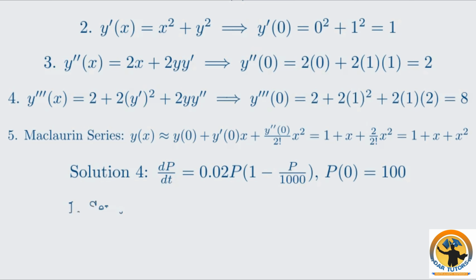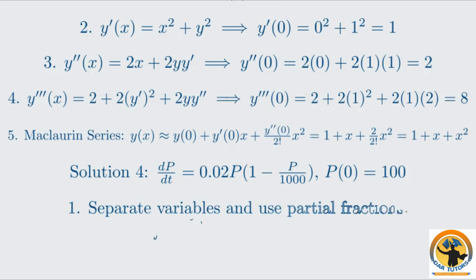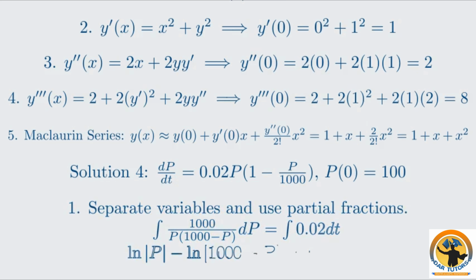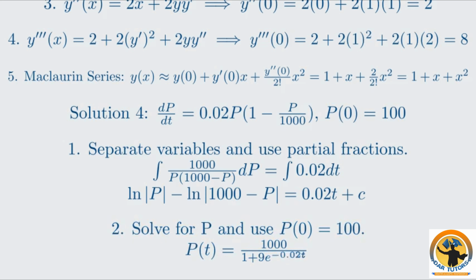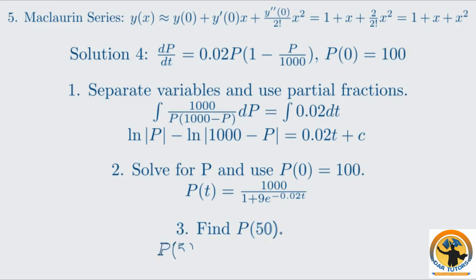Question 4 is a logistic equation. We separate variables and use partial fractions to integrate. After solving for P and applying the initial condition, we find the particular solution. Plugging in t equals 50, we find the population is approximately 269.